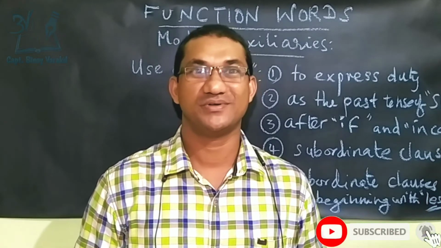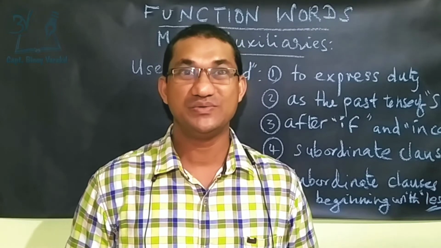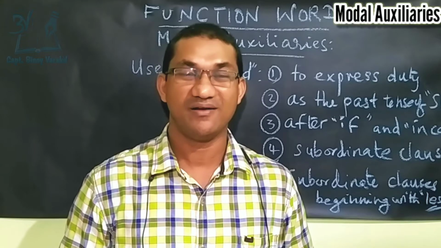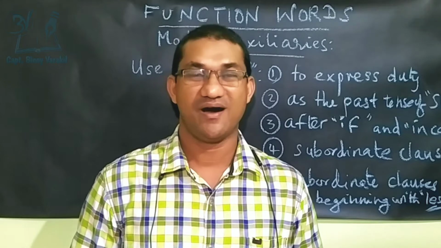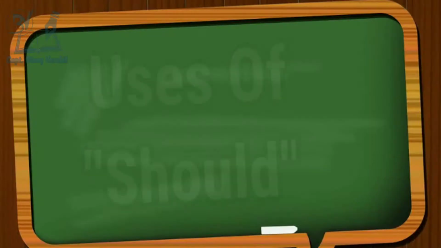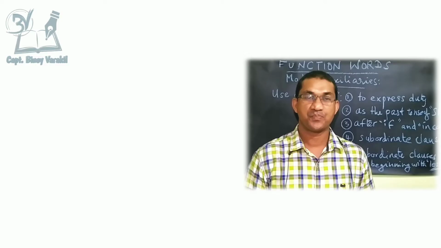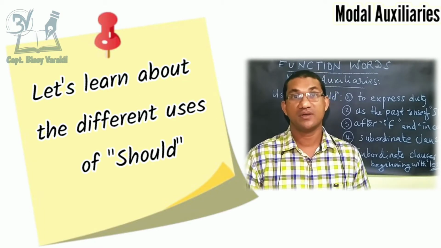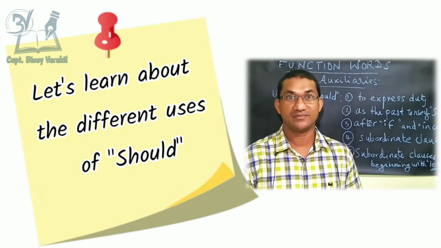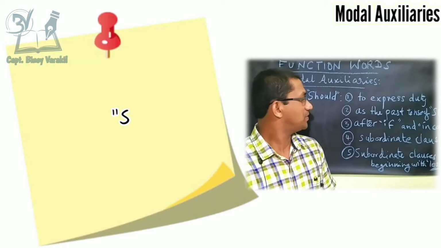We learn about modal auxiliaries these days, and we know the use of the first modal auxiliary, shall. We discussed it in the previous lecture, and now we are looking at the different uses of should, the auxiliary, S-H-O-U-L-D. Should is used for many purposes. To be precise, should has 5 uses. Let's look at the first use of should.